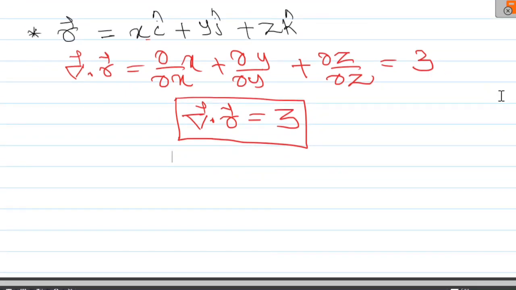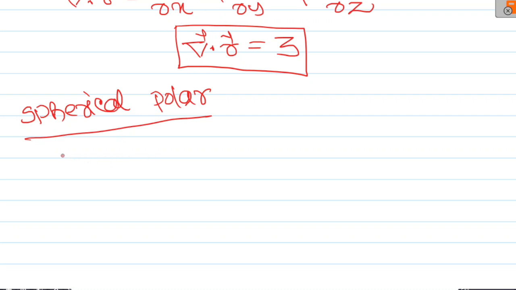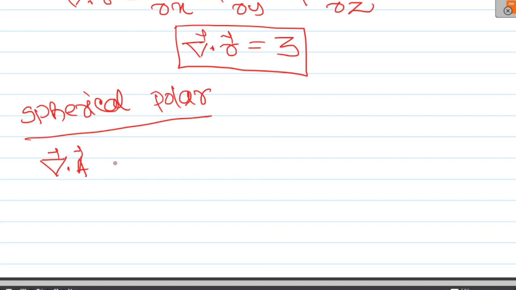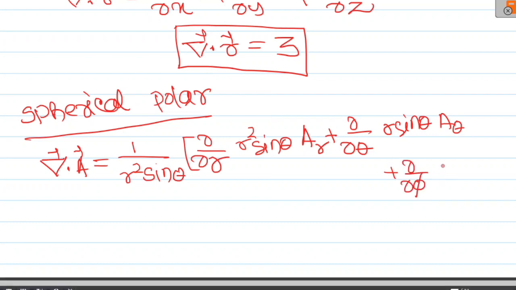Next, in spherical polar coordinate system, we have to write the expression of divergence and the position vector. First, the divergence of any vector A is 1 by h1 h2 h3, that is 1 by r square sin theta, times del by del r of h2 h3, that is r square sin theta, times the first component Ar, plus del by del theta of h3 h1, that is r sin theta, times A theta, plus del by del phi of h1 h2, that is r, times A phi.